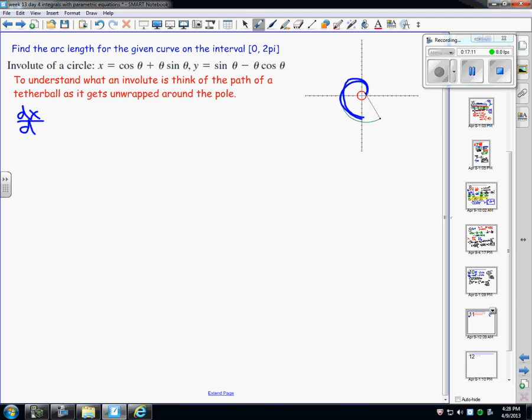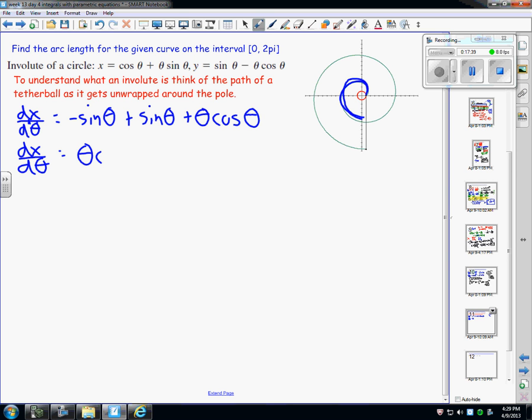Okay? dx/dt is not dx/dt, it's dx/d theta. That's okay, quick fix. dx/d theta is negative sine theta plus product rule. So product rule would be sine theta plus theta cosine. So again, testing some of your calc skills. So that's dx/d theta, it just drops down to theta cosine theta. And I want to square that, and I get theta squared cosine squared theta.